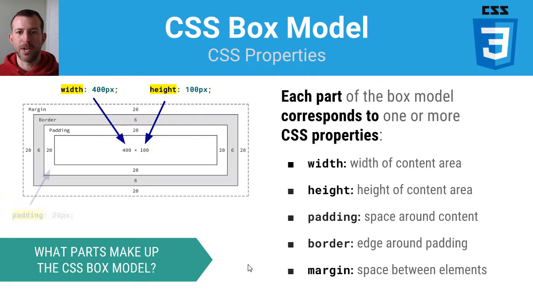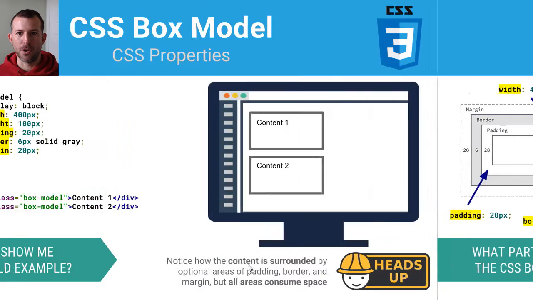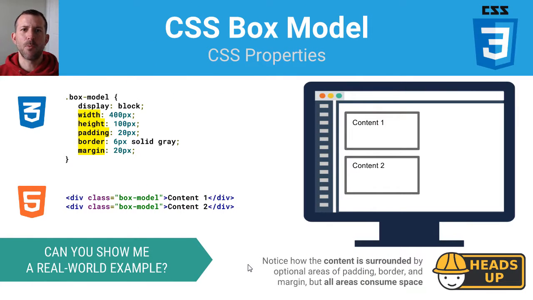There's your width, there's your height, there's your padding, there's your border, and there's your margin. Let's take a look at what it looks like in our code. Down below I have the HTML, two div generic containers, and I've assigned them a class called Box Model. What I've done is set all of these properties I just talked about. I set width, height, padding, border, and margin.